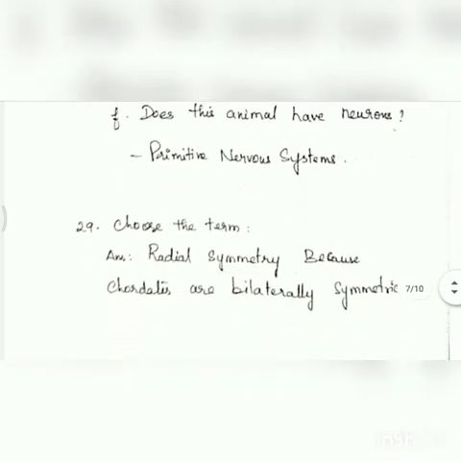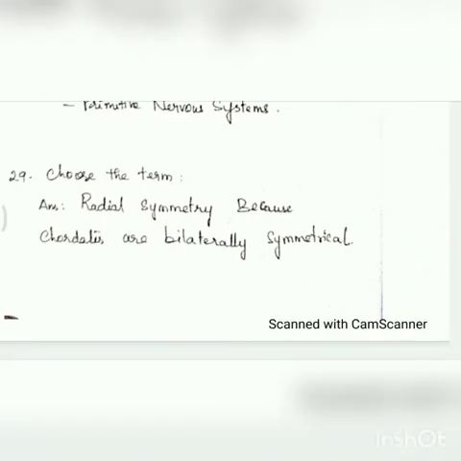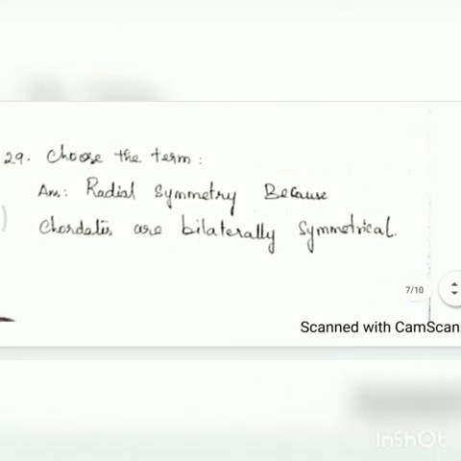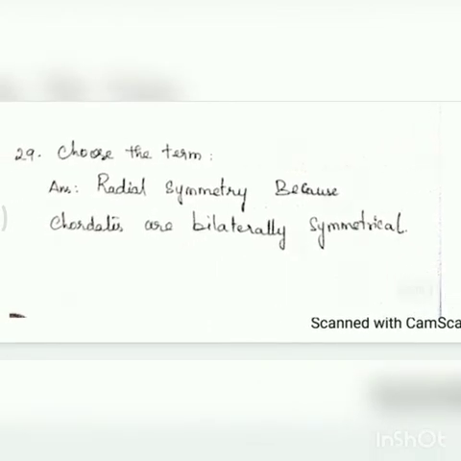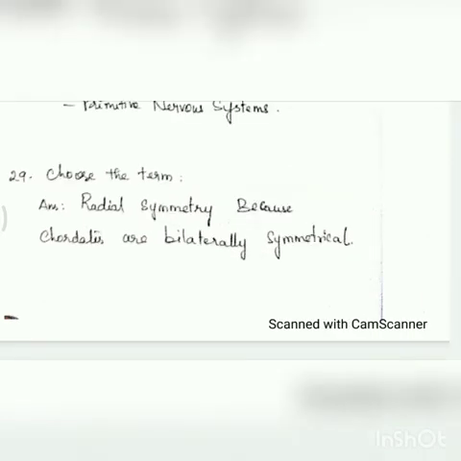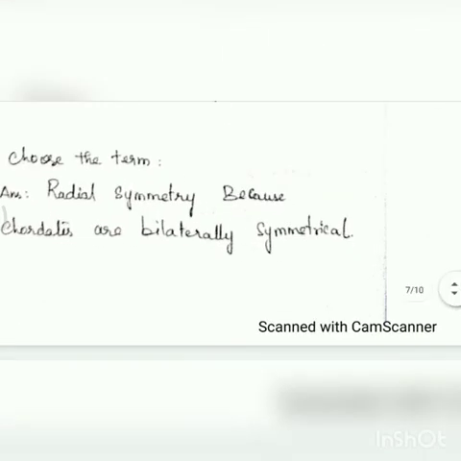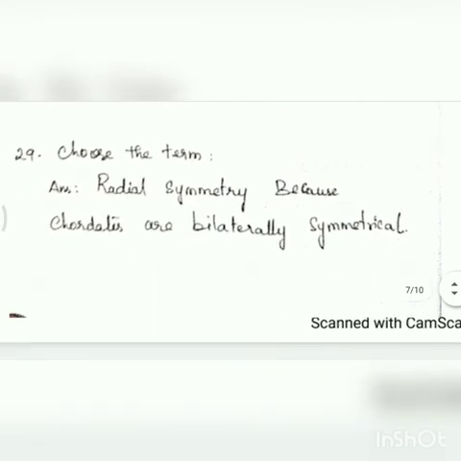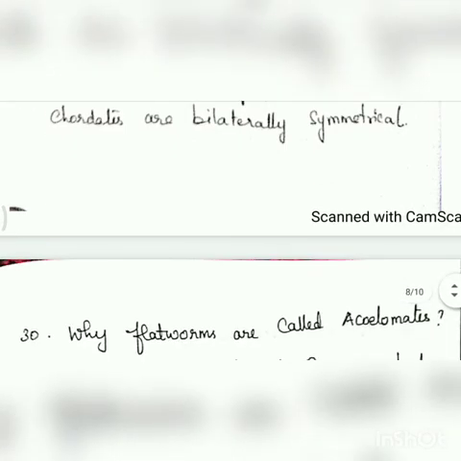29th question. Choose the term that does not belong in the following group and explain why it does not belong. Various words are given: notochord, cephalization, dorsal nerve cord and radial symmetry. Here the term is radial symmetry because chordates are bilaterally symmetrical. So this is like choose the odd one.